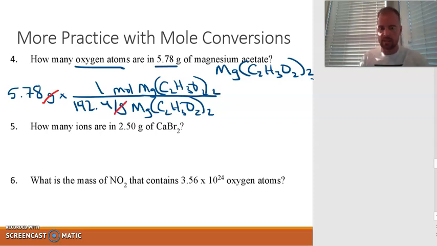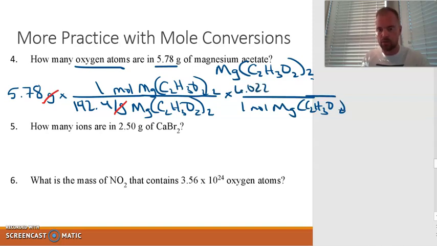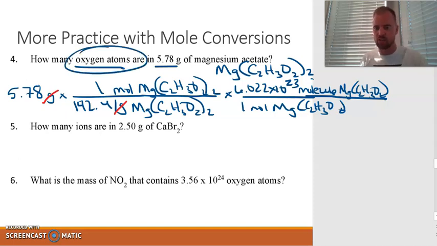All right, so then the next thing is now I can go from moles to particles. So 1 mole of magnesium acetate, Mg(C2H3O2)2, will have 6.022 times 10 to the 23rd. But here's the thing. We're in magnesium acetate. That's a molecule. Technically, it's a formula unit, but I'm going to call it a molecule. All right, so are we done? We're not, because it's not asking how many molecules of magnesium acetate. It wants to know specifically just oxygen atoms.